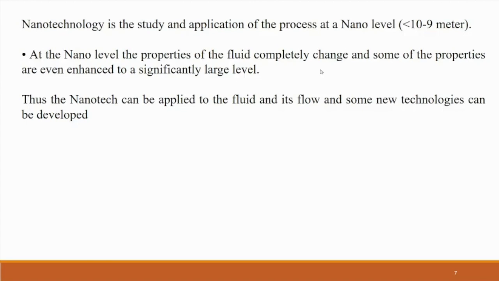This is the highlighted point: at the nano level, the properties of the fluids completely change, and some of the properties are even enhanced. Properties are enhanced, so that's one of the reasons we convert them to a nano level. Thus, nanotechnology can be applied to fluids and their flow, and some new technologies can be developed.